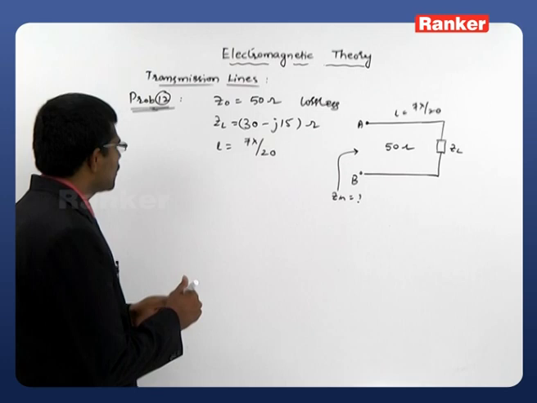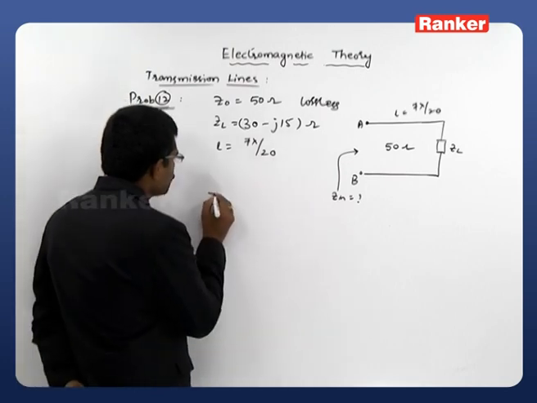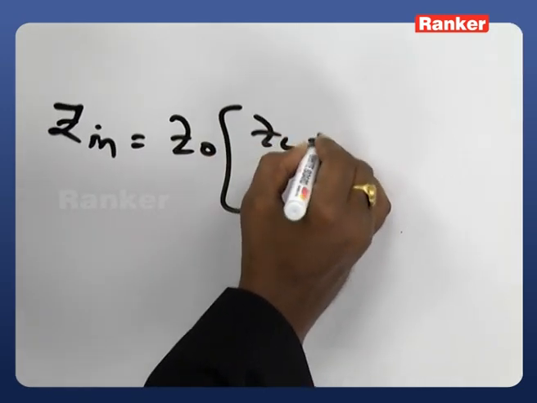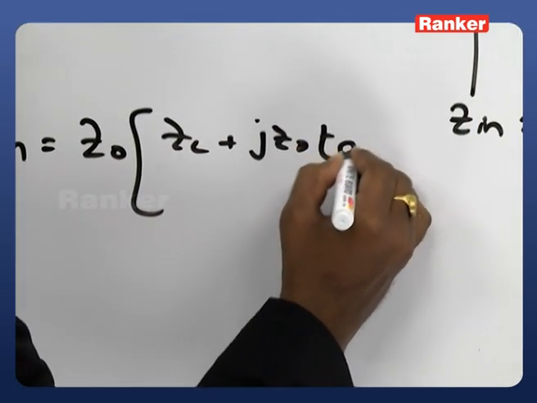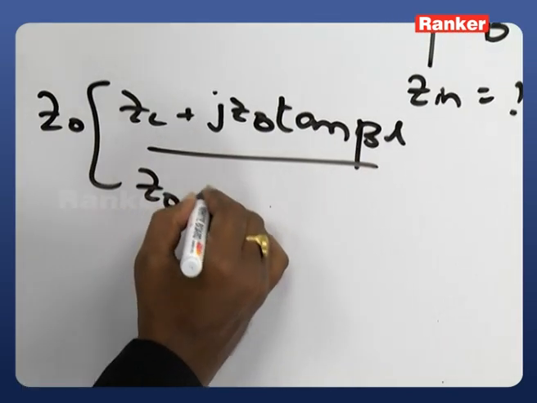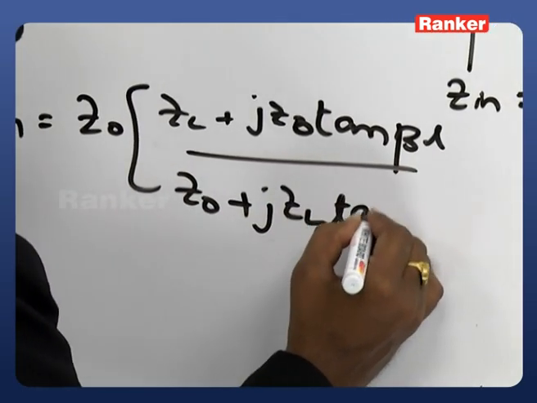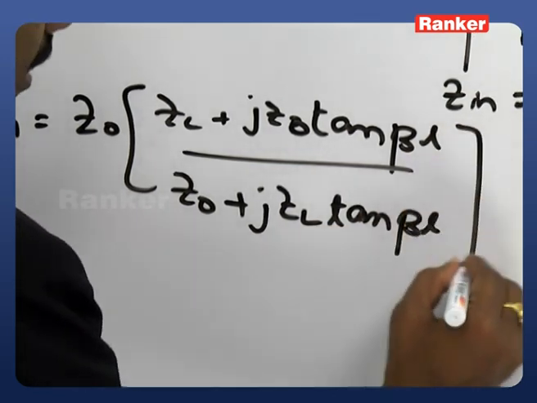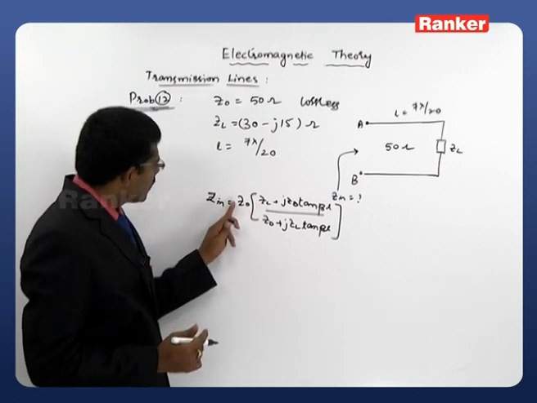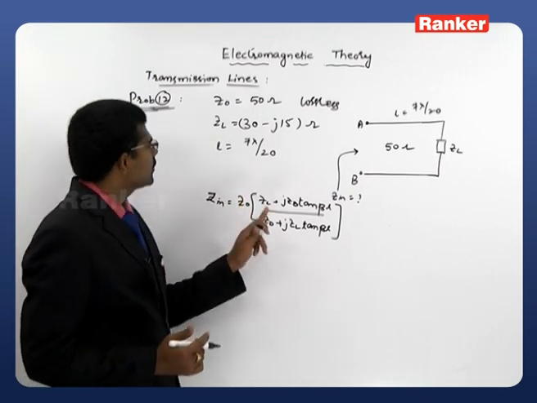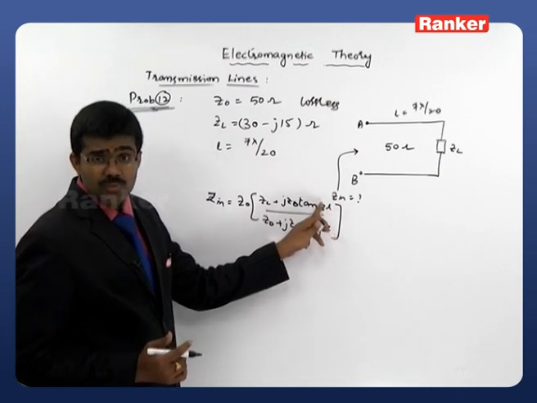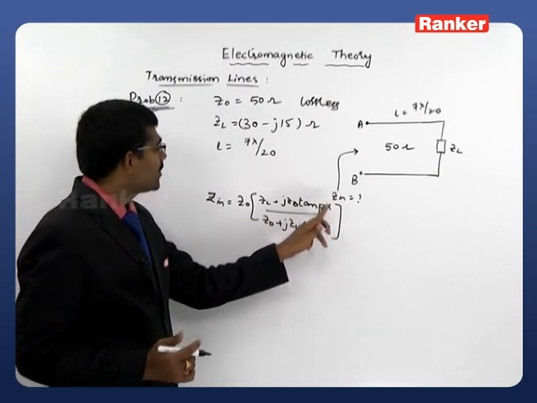So once again I will write down that formula here. Zin equals Z0 into ZL plus jZ0 tan beta L, divided by Z0 plus jZL tan beta L. This is a simple formula. What you have to do is just a substitution. Z0 is available with us, ZL is also available, and L, the length of the transmission line, is available, but beta is not available. So how do we get this beta L?